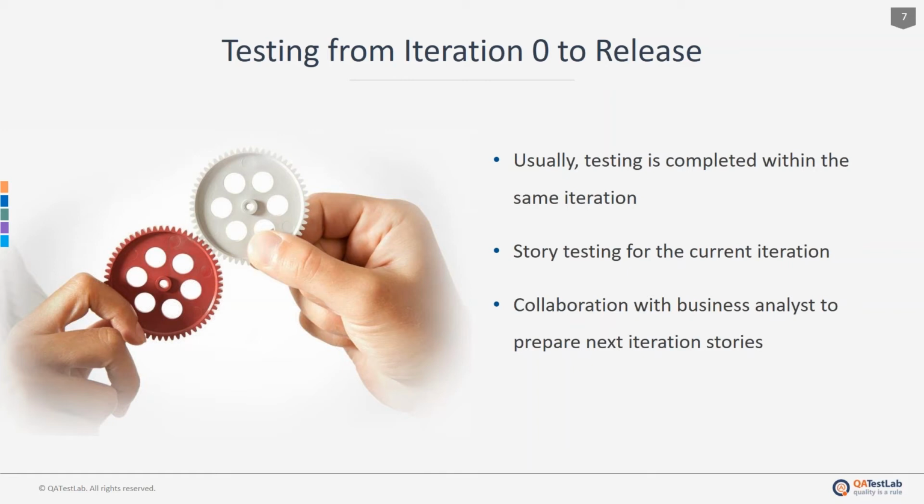A QA does three types of activities in each iteration. First, ideally, all testing would be completed in the same iteration. However, in quite a few cases, I have seen that testing lags behind by some duration. Hence, in each iteration, there may be some amount of work to be completed from the earlier iteration's work.